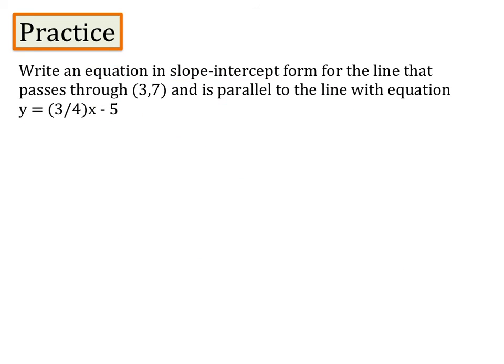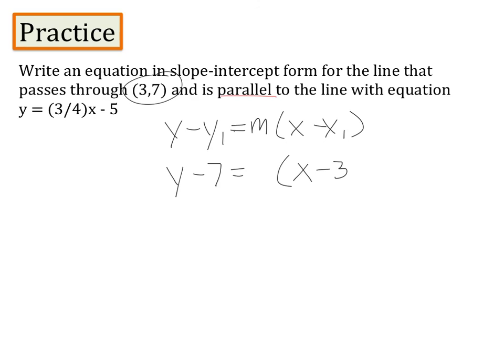So let's try a similar example, but now instead of writing the equation for a line that's perpendicular, let's write the equation for the line that's parallel. So we'll start off with our point-slope form. y minus y1 equals m times x minus x1. And we know our point is 3, 7, so we can write y minus 7 equals m, we'll leave that blank for now, and our x1 is going to be 3. Now, our slope this time is just going to be 3 over 4 because it's parallel, so the slopes are the same. So we'll write 3 over 4 right there.